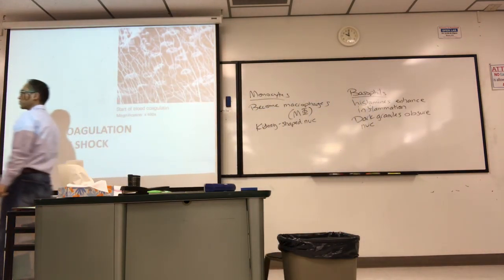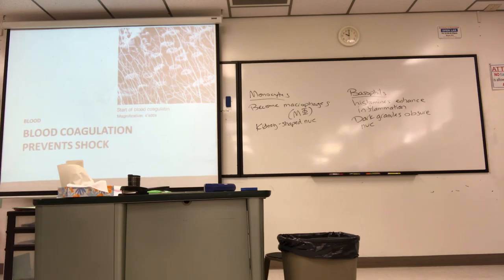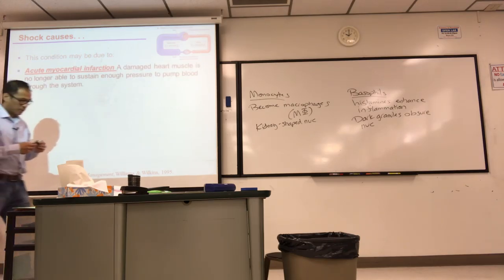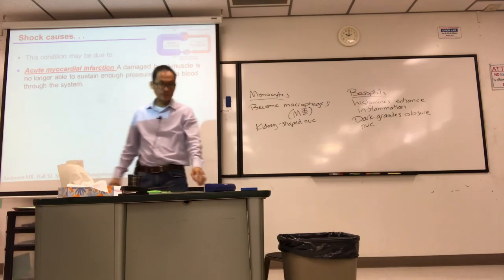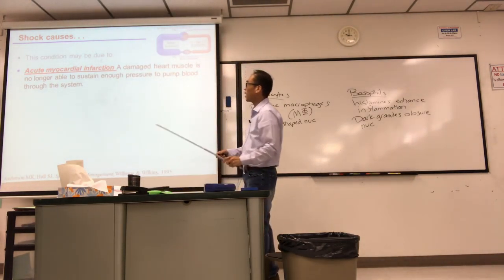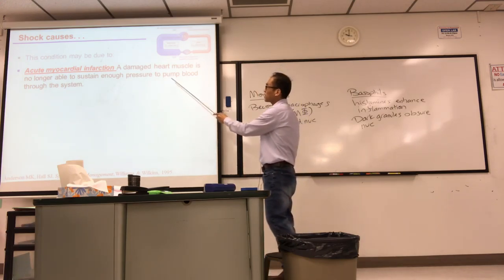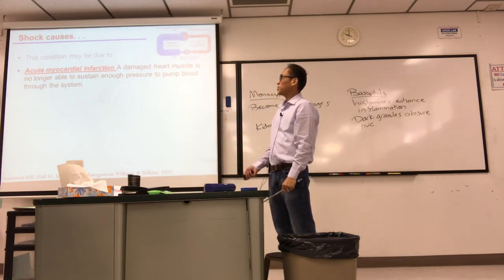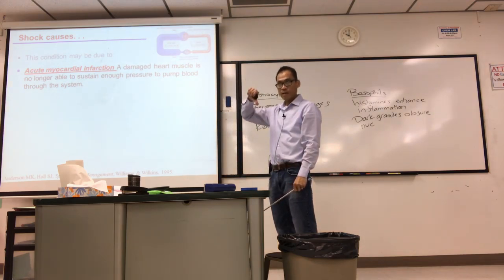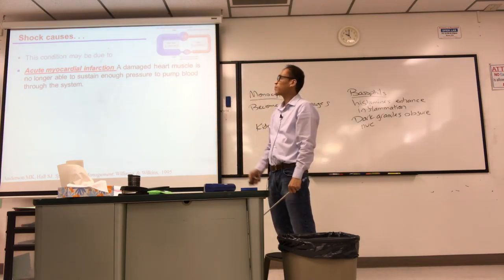So switch gears from white blood cells to blood coagulation. It's to prevent shock, and shock can be caused in different ways. Since we had a cardio unit, it's easy to understand this. I had some test questions on these different things. Shock could be caused by a heart attack or acute MI. If you have a damaged heart muscle, you can't sustain blood pressure. So what I had said on the test was, cardiac output goes down, blood pressure goes down. That's shock.